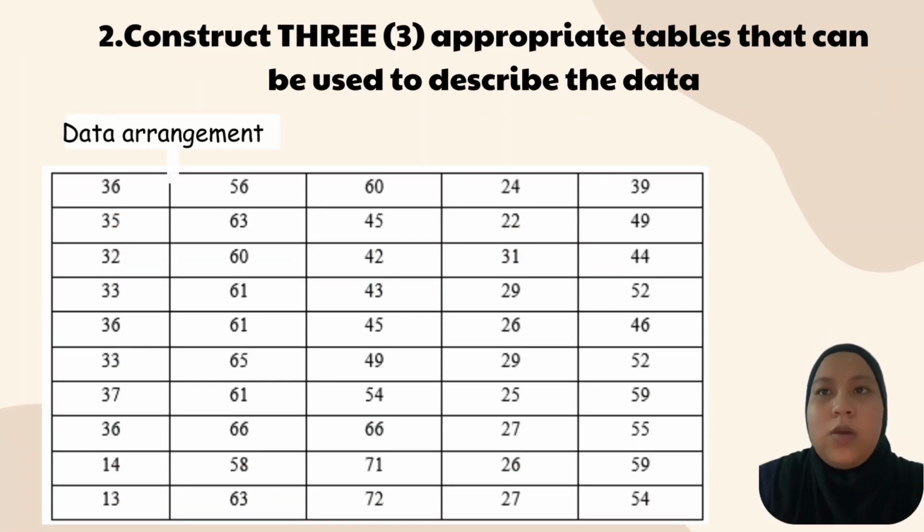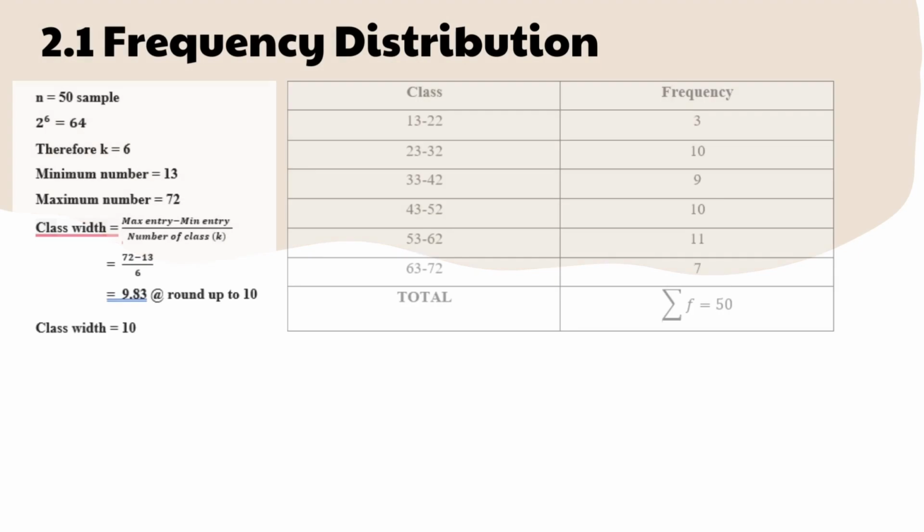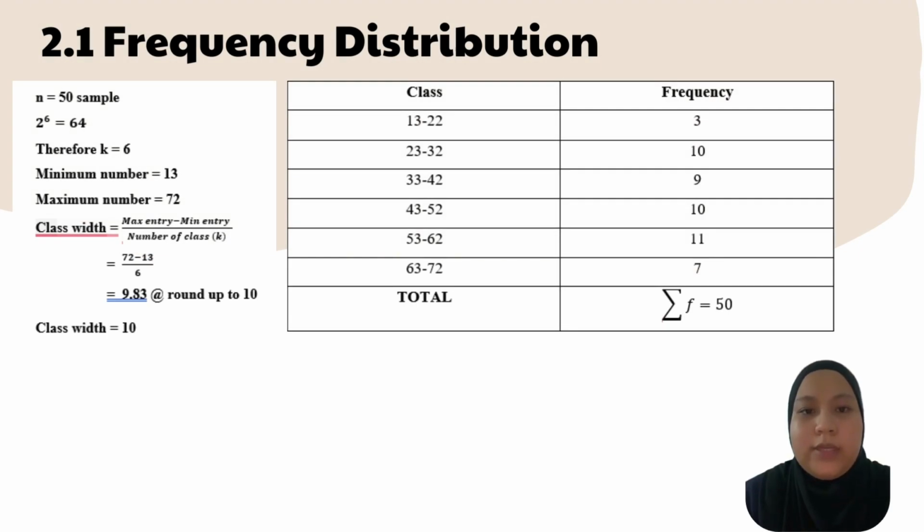Number 2 is to construct three appropriate tables that can be used to describe the data. Data arrangement. This is the number I picked from the appendix to describe the data. 2.1 is the frequency distribution. N is equal to 50, so 2 to the power k is greater than 50, and after trying some numbers, 2 to the power 6 is greater than 50. Therefore, we can say that the number of classes for the data set is 6.